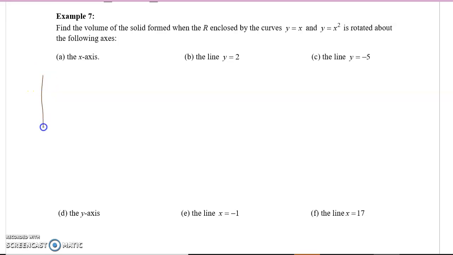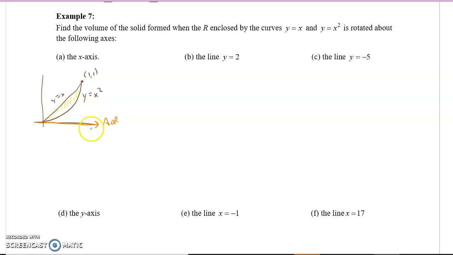So always start with a graph of the 2D region. So y equals x squared intersects y equals x at the point (1, 1), because 1 squared equals 1. And we're going to revolve that around the x-axis. So we'll take this region, this yellow region, this little sliver, and we'll rotate that about the x-axis. So our AOR is the x-axis.